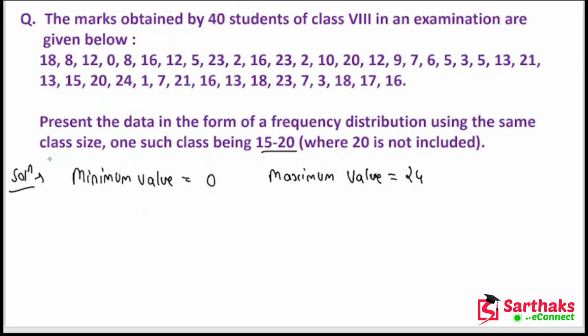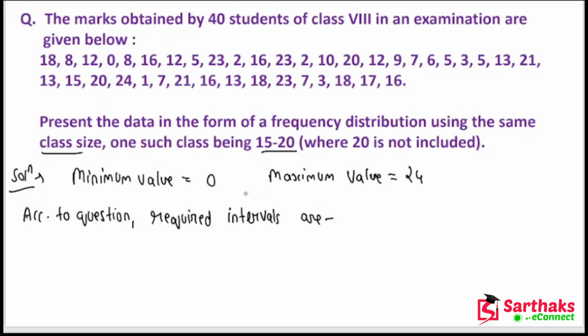And since the classes are of equal size according to the question, what are the required intervals? The required intervals are from 0 to 5, then 5 to 10, because we are using the exclusive method, so it should be continuous. Then 10 to 15, and 15 to 20 is already given, and then we can directly have 20 to 25. That should be the last interval, because we do not need more than that.